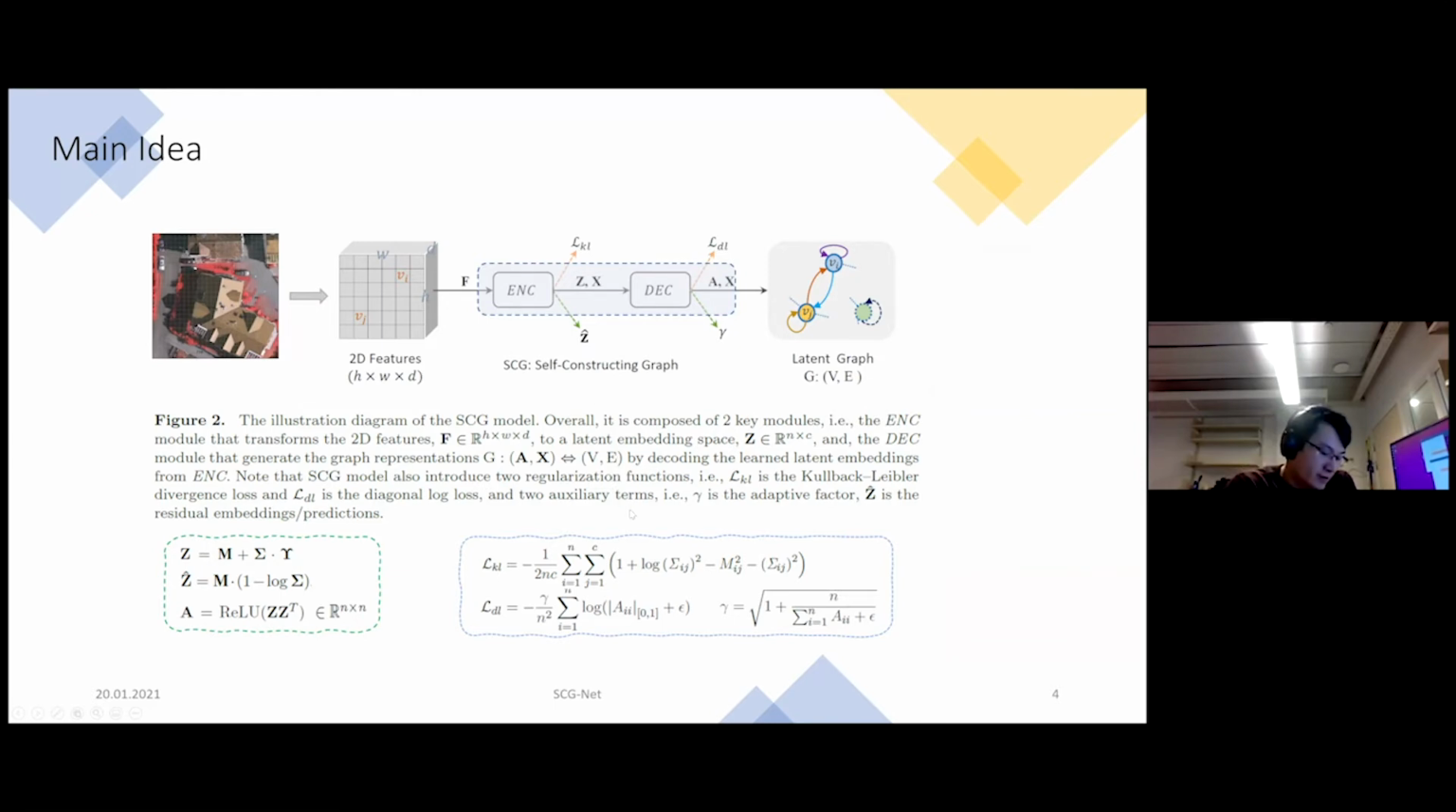Firstly, the overall structure consists of two parts. One part is the encoding part. In the encoding part, we learn a mean matrix and a standard deviation matrix. In this way, we use the reparameterization trick to get the so-called latent space. Then we decode the latent space to measure the similarities between each node.